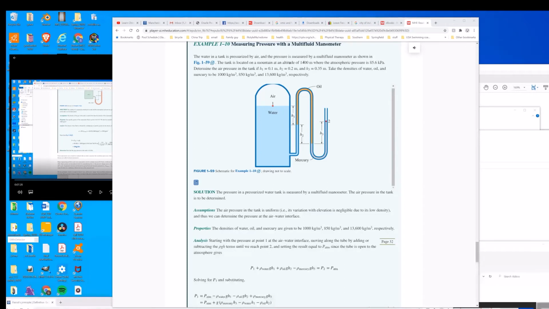It tells you it's located at some height. All right, so that gives us our, essentially we use that for our atmospheric pressure. And we're looking to find the air pressure in the tank. So we're going to find this pressure of this air, essentially what's at this point here, right? And we have densities that are given for our different fluids.